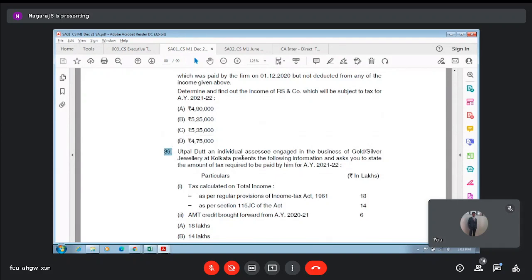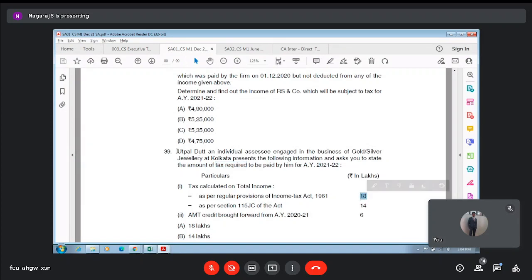This is a question of 115JB. Individual: Utpal Dutt, an individual assessee engaged in the business of gold and silver jewelry at Kolkata, presents the following information and asks you to state the amount of tax. See, the tax paid by him for the assessment year 22-23, tax calculated on total income. This is the total income.